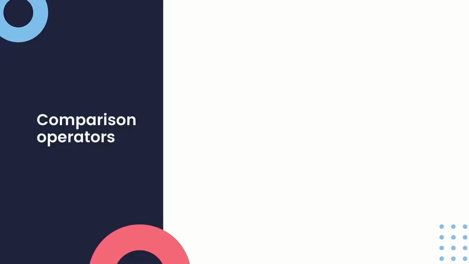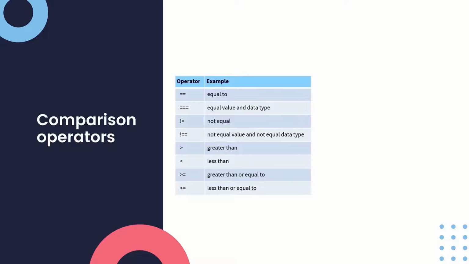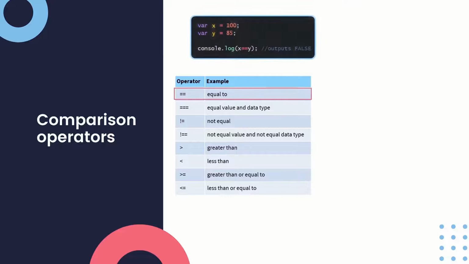Now moving on to comparison operators, and these work slightly differently. Once again, we have a table here that distinguishes between the various comparison operators that we can use in JavaScript. Starting with the first one, we have equal to. And remember, when it comes to comparison, we are not assigning values, we are checking. Hence the double equal sign and not the single equal sign. The single equal sign signifies that we are assigning a value. Here we are comparing or checking values.